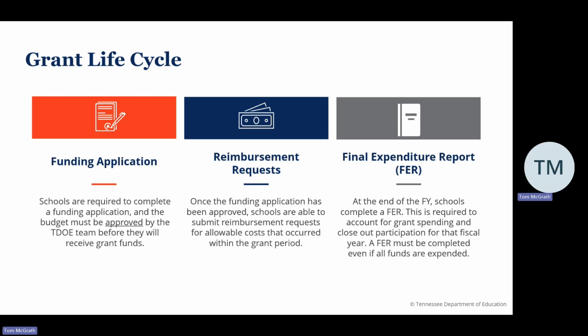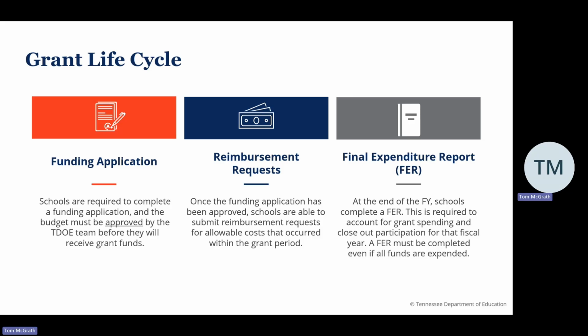1, the funding application. Schools are required to complete a funding application, and the budget must be approved by the TDOE team before they will receive grant funds. 2, reimbursement requests. Once the funding application has been approved, schools are able to submit reimbursement requests for allowable costs that occurred within the grant period.